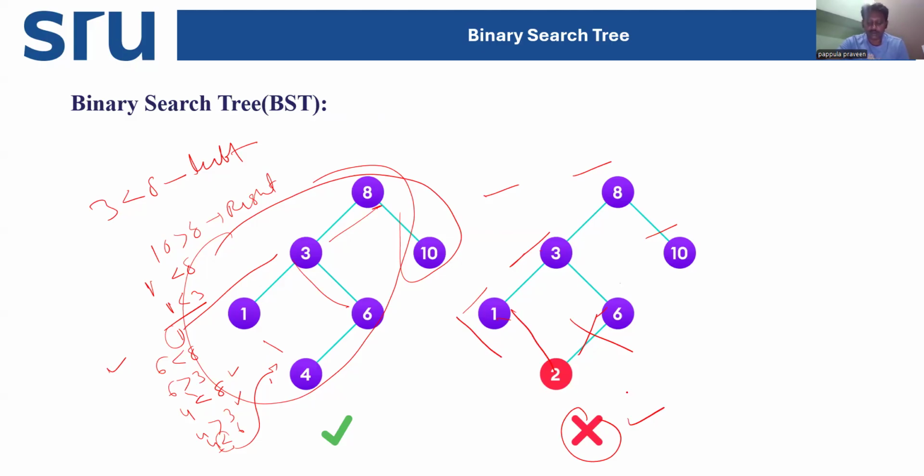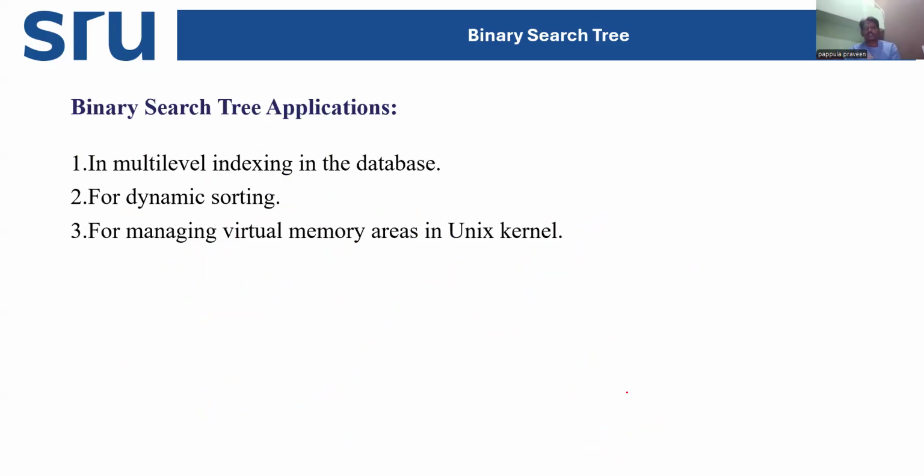This is the binary search tree. Now remember the point: a binary search tree is always a binary tree, but a binary tree is not always a binary search tree. Binary search tree applications include multi-level indexing in databases, dynamic sorting, and managing virtual memory areas in the Unix kernel. What about multi-level? We have hierarchical levels: single level, 2 level, 3 level, n level, right?